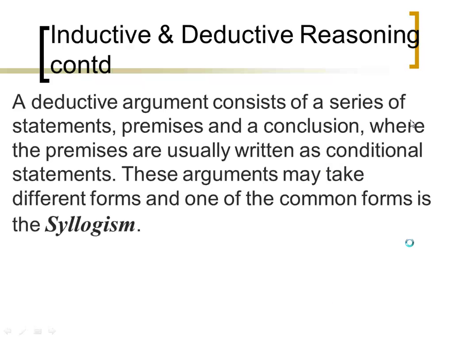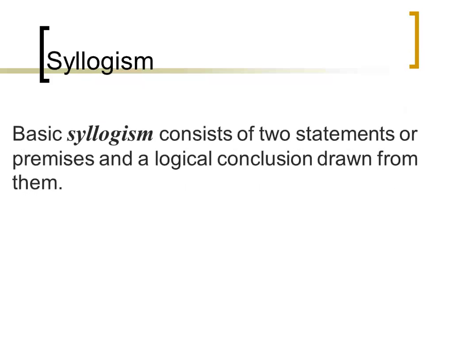The deductive argument consists of a series of statements, premises, and a conclusion, where the premises are usually written as conditional statements. That's what we looked at before. And these arguments may take different forms. Now, one of the common forms of deductive reasoning is syllogism. And syllogism consists of two statements, only two statements, and a logical conclusion being drawn from these two statements. All right?